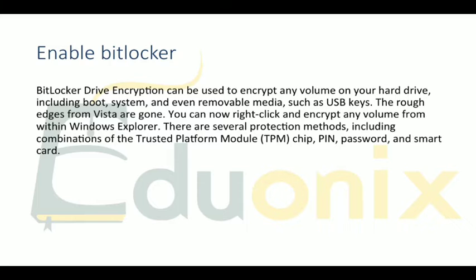So BitLocker drive encryption can be used to encrypt any volume on your hard drive, including boot, system, and even removable media such as USB keys. The rough edges from Vista are pretty much gone. You can now right-click and encrypt any volume from Windows Explorer. There are several protection methods, including combinations of the Trusted Platform Module, TPM, chip, PIN, password, and smart card.